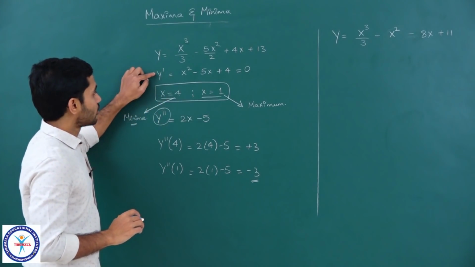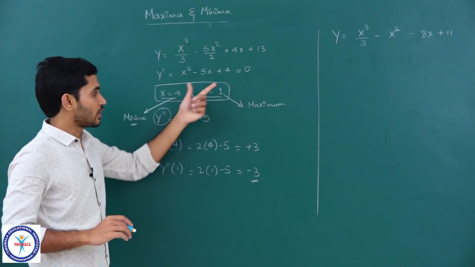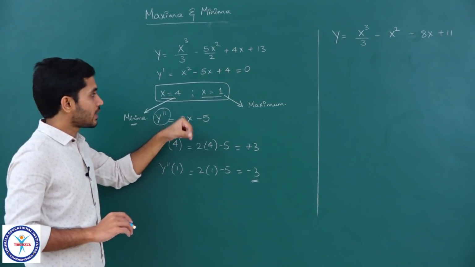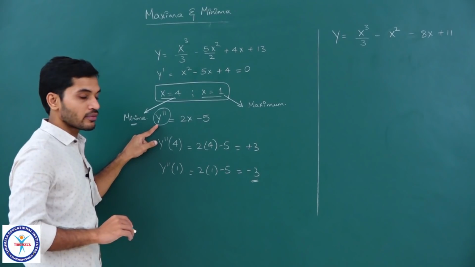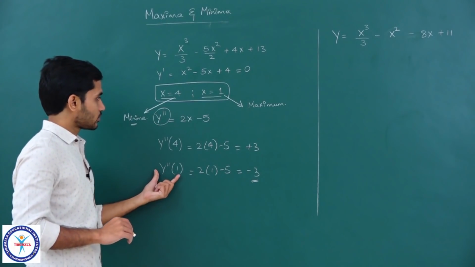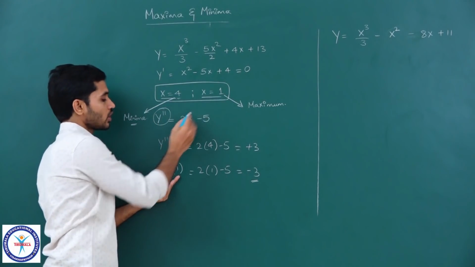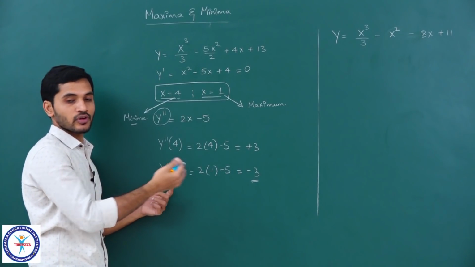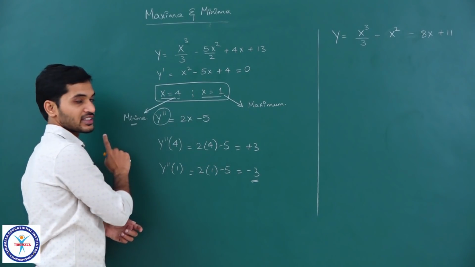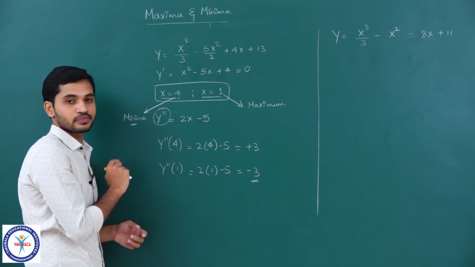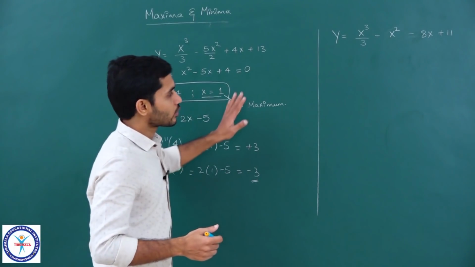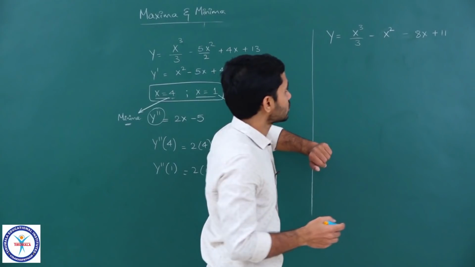So, first y dash is equal to 0, you will get values of x, then differentiate y dash to find y double dash and substitute the values of x which you got and check whether it is positive or negative. Negative, maxima; positive, minima. Clear? That is the idea. So, we will apply this in one last question.